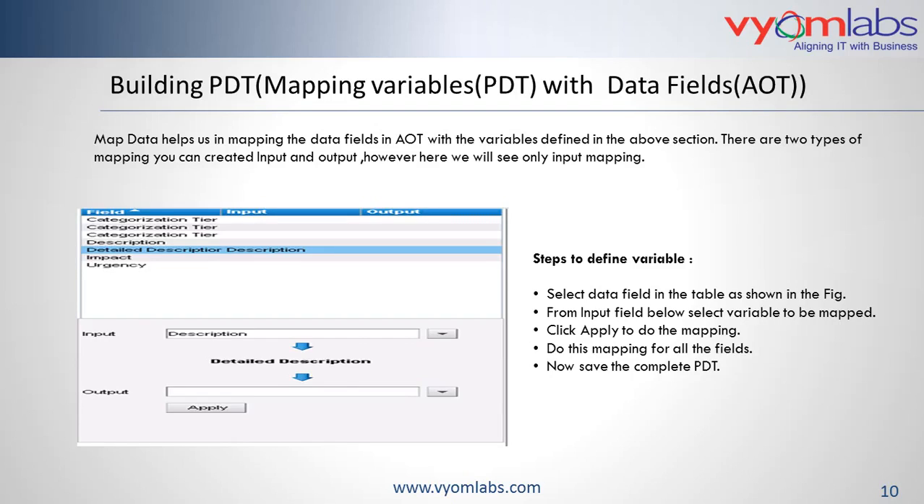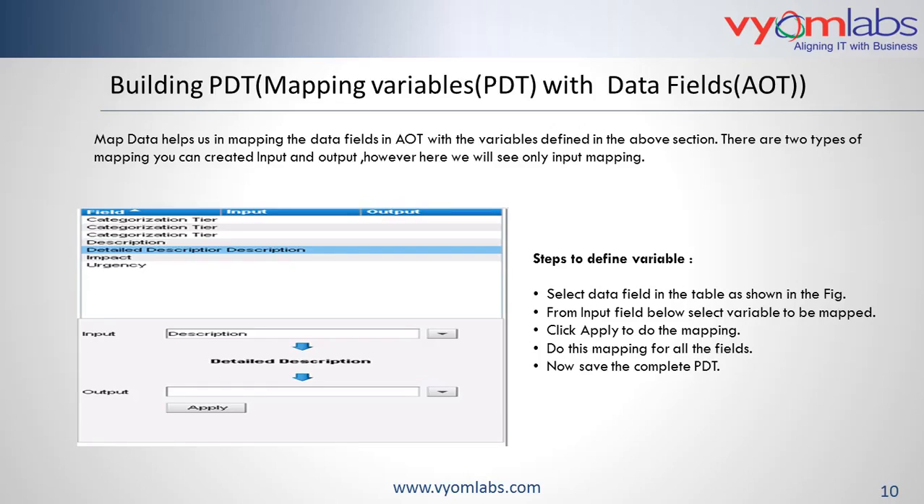So we have to select the data field in the table as shown in the figure. So you select any of the data fields. Then from the input field, you can see there are two fields below: one is the input and another one is the output. So we'll click the menu in the input field and then select the variable to be mapped.